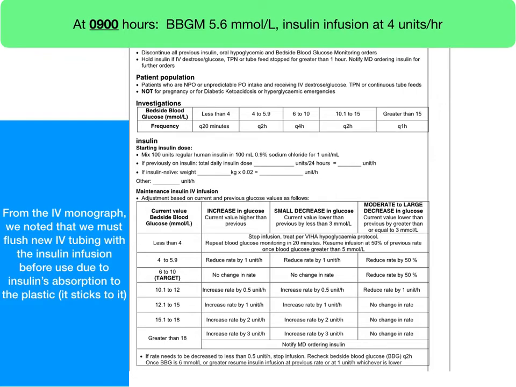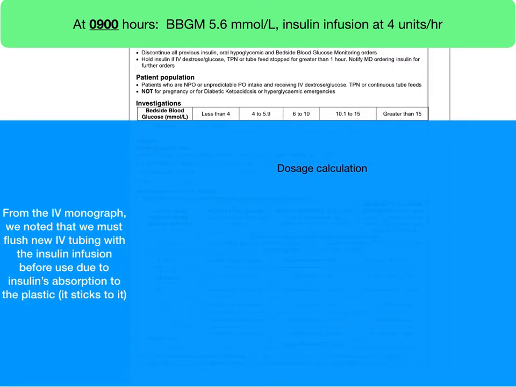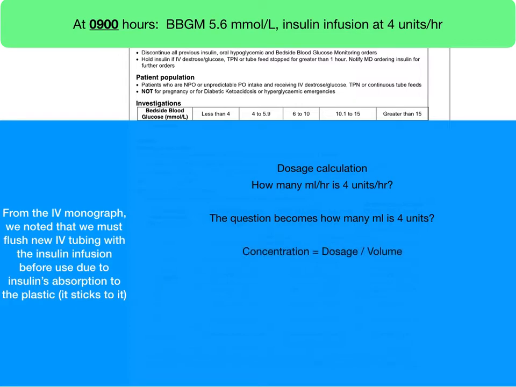If we look at a scenario and an insulin infusion is running at 4 units per hour, we need to figure out the calculation. So really what we're asking is how many mils per hour is 4 units per hour? The question is how many mils is 4 units? In order to calculate this, we need to use concentration equals dosage over volume. We know that 1 unit per mil is equal to 4 units over a volume, and we'll solve for volume.